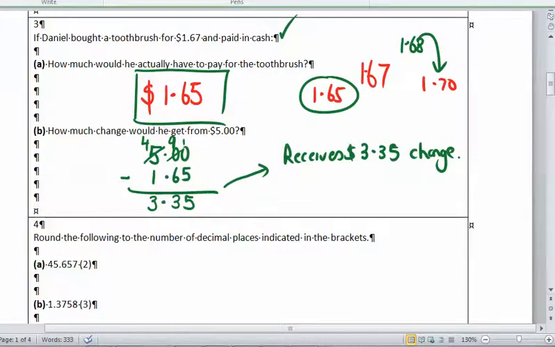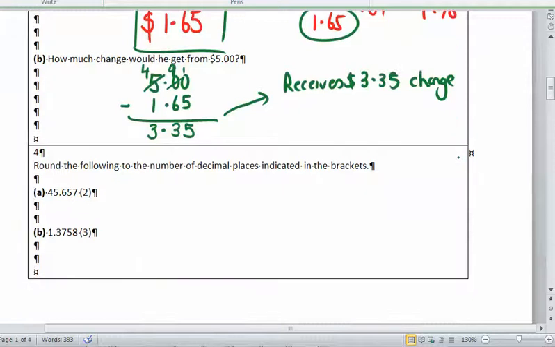Okay, let's go on to the next question. Round the following to the number of decimals. So we've got to round this to 2 and this to 3. Whenever we're rounding to 2, we've got 45.657, and we need to round this. Now, whenever we're rounding to 2 decimal places, we have to look at the third.